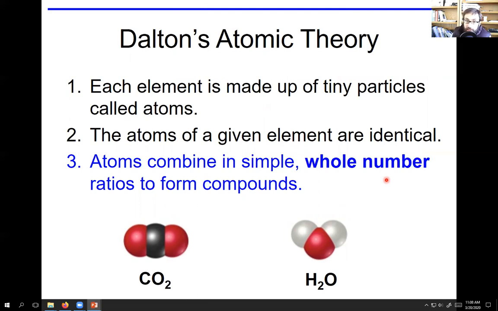So remember Dalton's atomic theory. We went over this in chapter 1. Each element is made up of tiny particles called atoms. We know that the atoms of a given element are identical. It's roughly true. Of course, there's isotopes. And then the third part of this was that atoms combine in simple whole number ratios to form compounds. So you can't have a fraction of an atom. That's what this is saying. And we're going to form compounds like carbon dioxide, where we have 1 carbon atom and 2 oxygen atoms, and water, where we have 1 oxygen and 2 hydrogens.